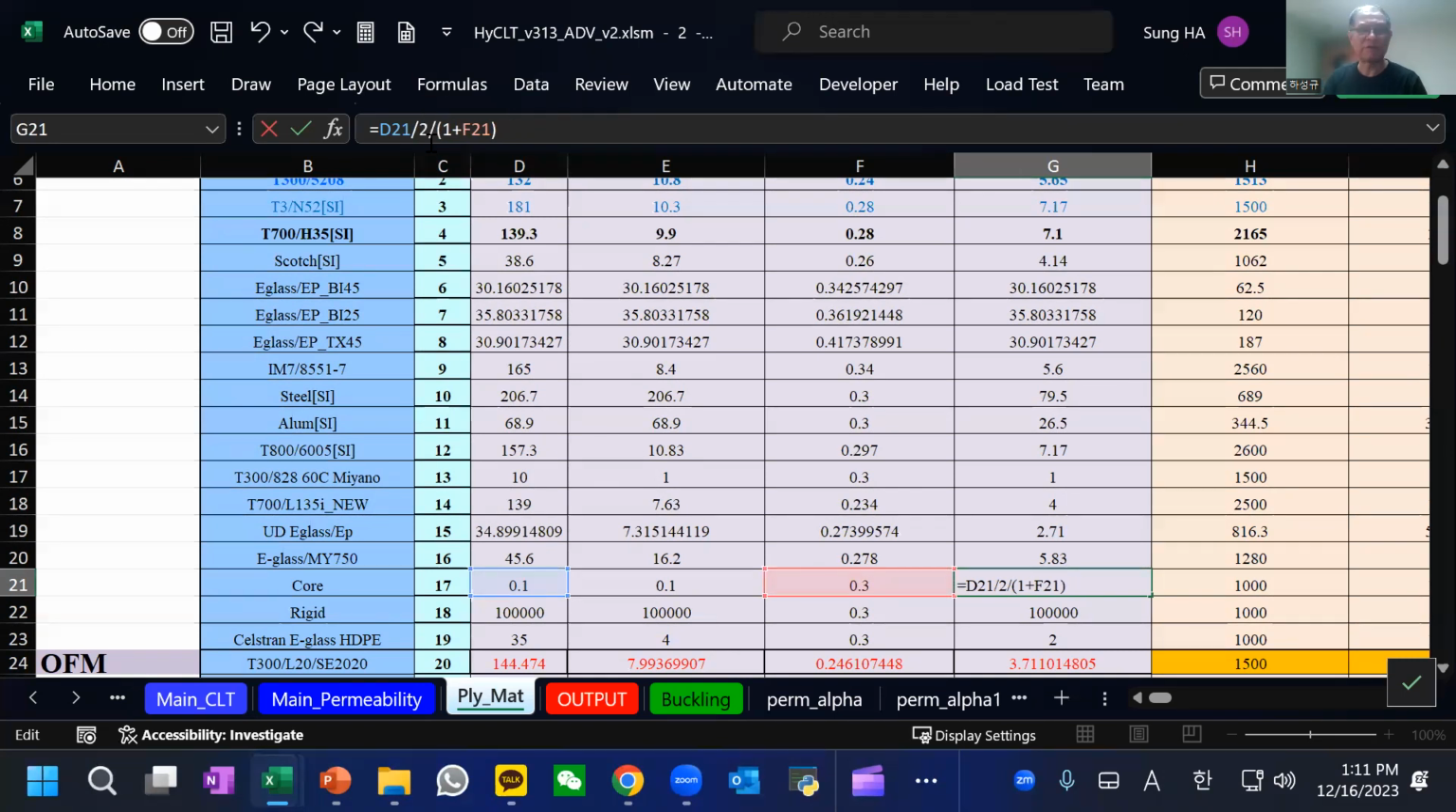I don't know why this formula is wrong. This is the one, Poisson's ratio, right? This is the Young's modulus divided by 2 times 1 plus mu. F21 is the Poisson's ratio. So this has to be sure.